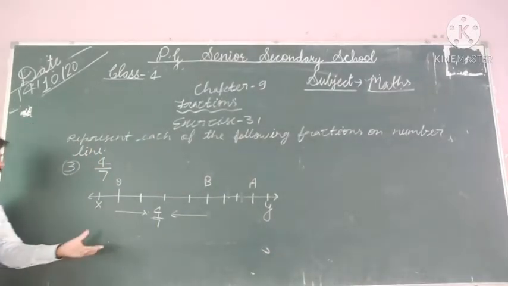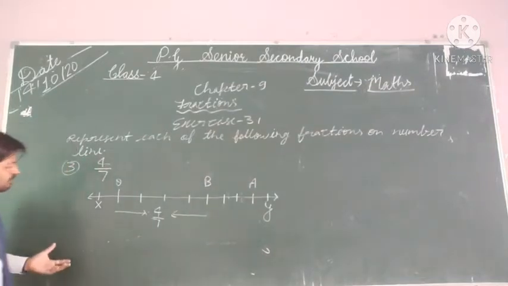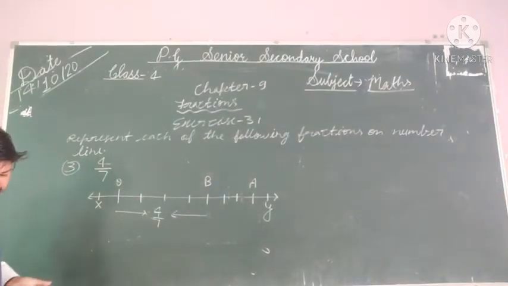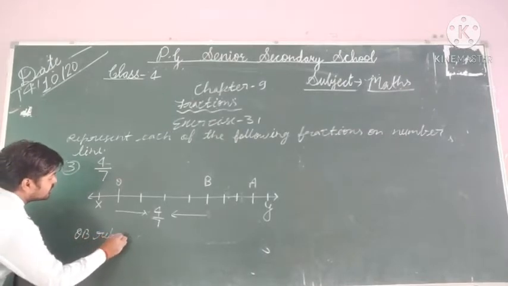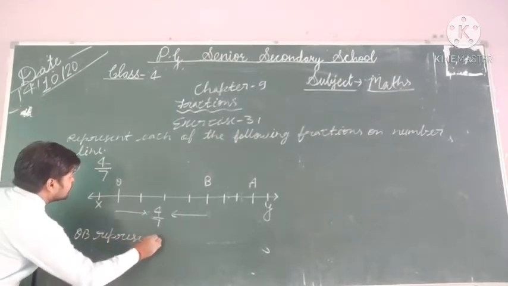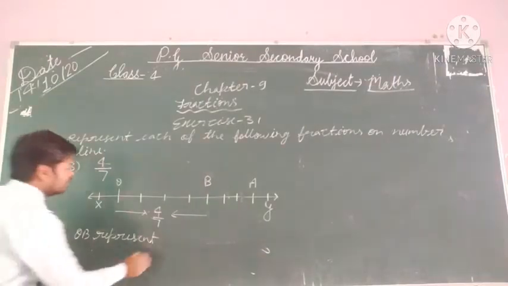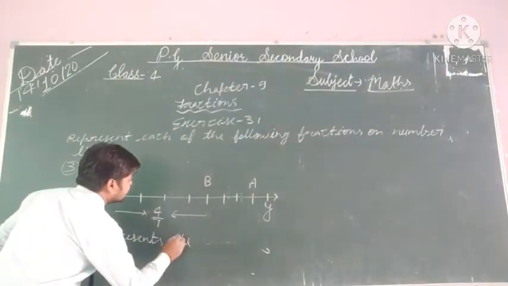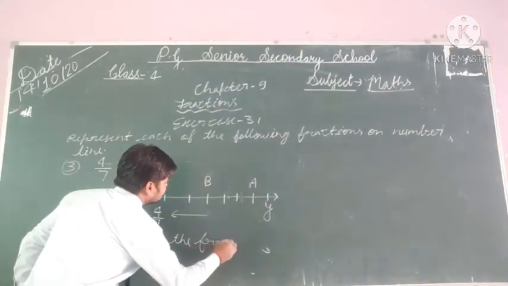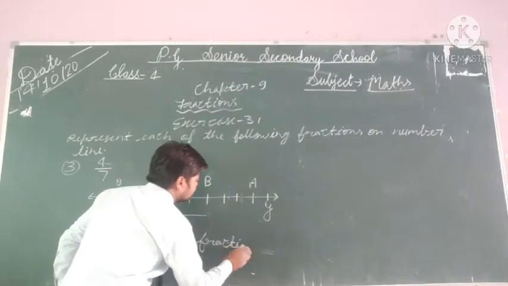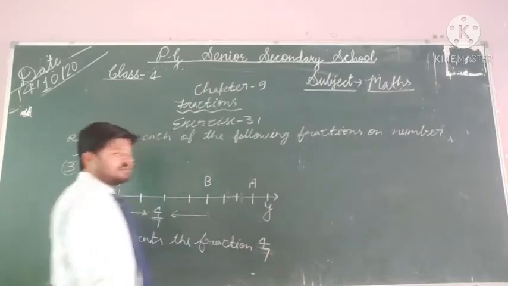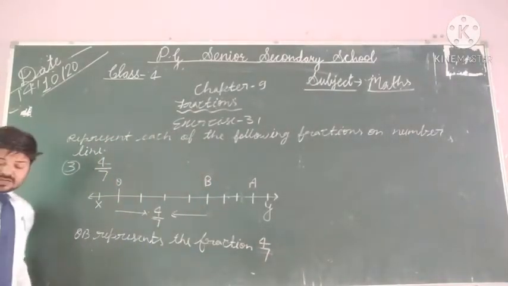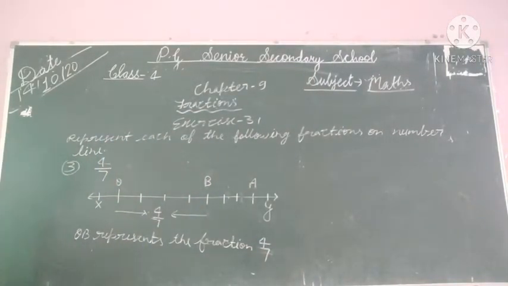Like this you have to draw in your fair copy, and one line you have to write downside: OB represents the fraction 4 upon 7. So dear students, I hope you understand. Now I am going to tell you the next question. Question number 9.